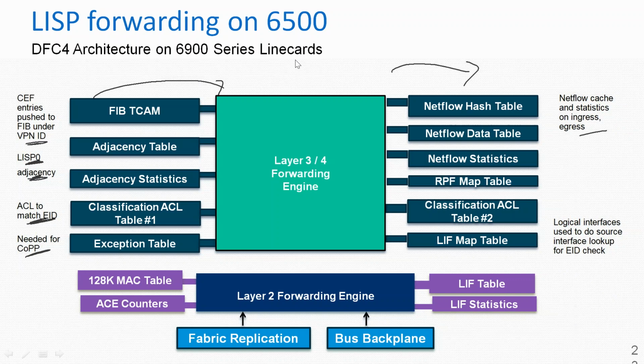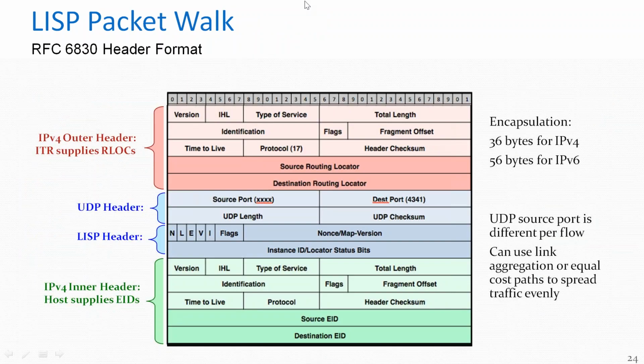So that is very much what we have inside the 6500, but when we are adding the features and the 15.1.1 image, you can see here how they will do the LISP lookup at that time. Okay, so I'm going to stop here, and in the next section we'll discuss the LISP packet walks.